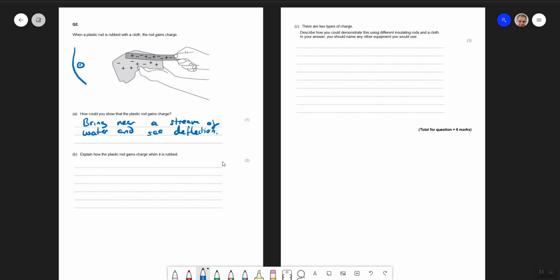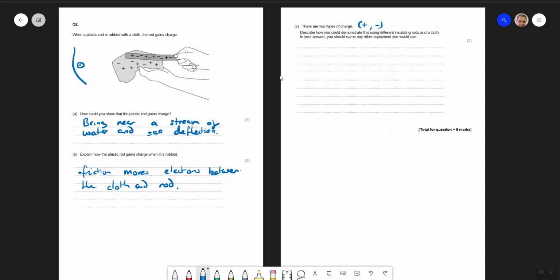Explain how the plastic rod gains charge when it's rubbed. Again, we have friction, which moves electrons between the cloth and rod. Excellent. There are 2 types of charge, positive and negative.